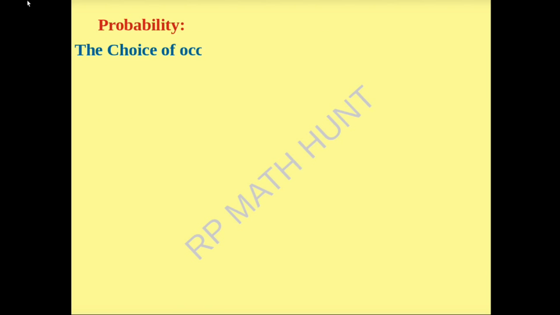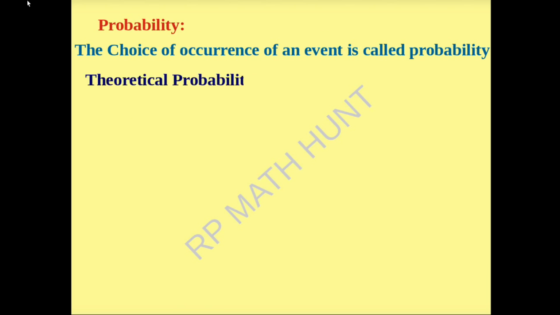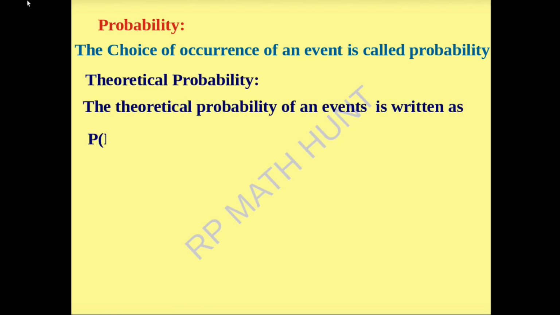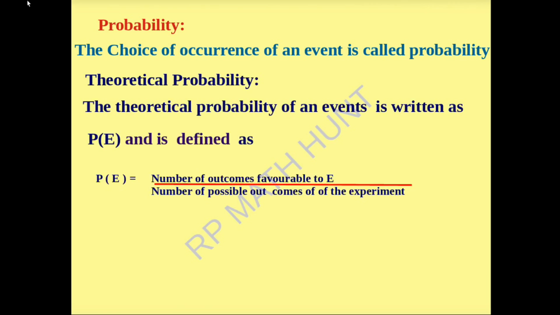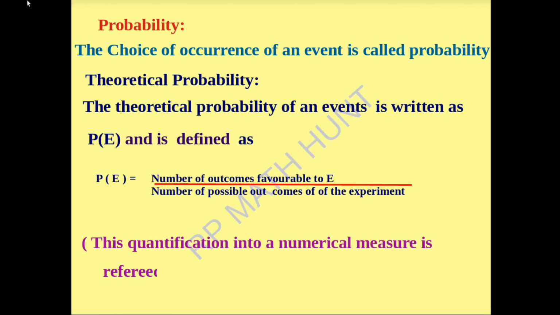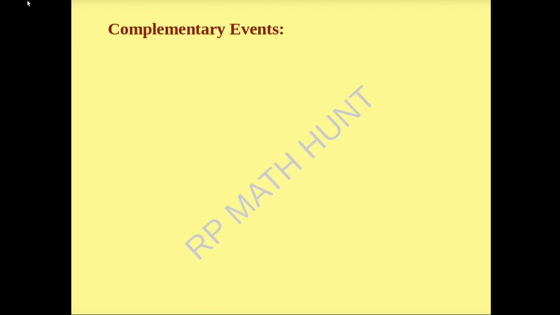Probability. The chance of occurrence of an event is called probability. Theoretical probability. The theoretical probability of an event is written as P(E) and is defined as P(E) equals the number of outcomes favorable to E divided by the number of possible outcomes of the experiment. This quantification into a numerical measure is referred to as P(E).